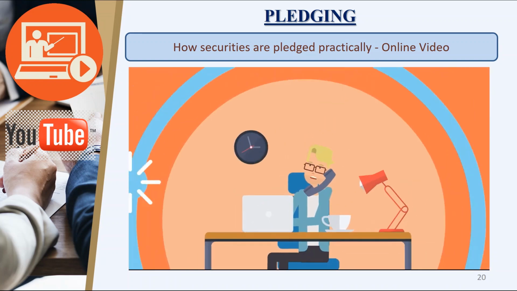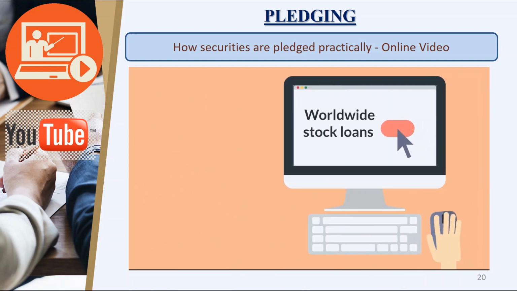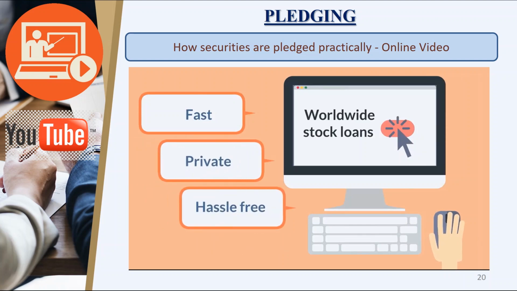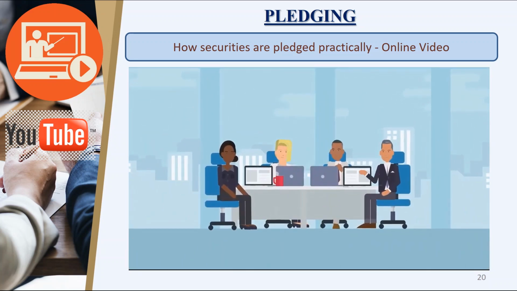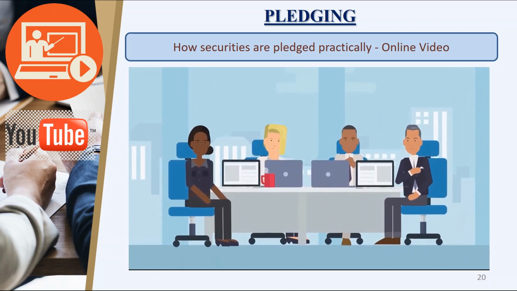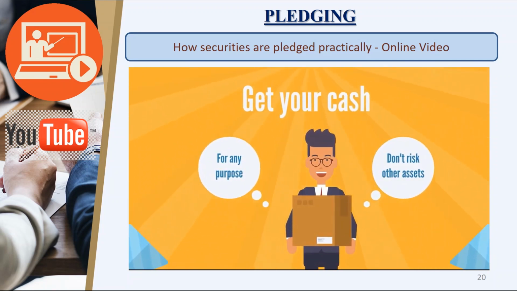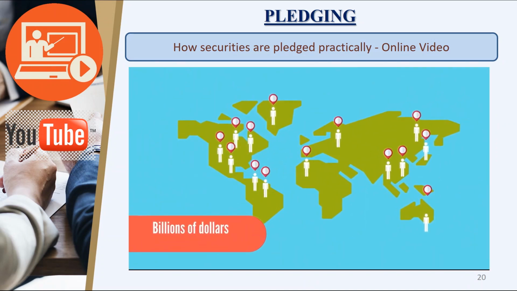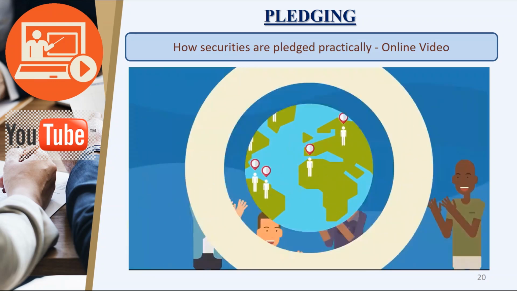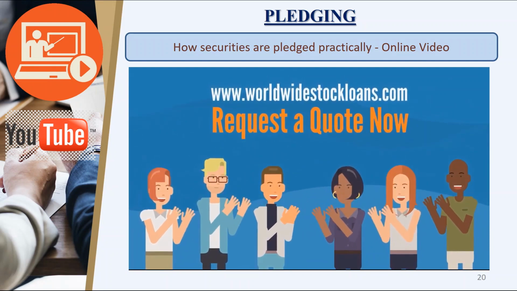Our friends are busy. They like crisp, efficient, and timely dealings, and they want privacy and confidentiality. WorldwideStockLoans.com provides fast, private, and hassle-free lending. Most applicants get a term sheet within a day or two of applying. Once we have all the information, loan disbursements happen in a matter of days. Get your cash fast, use it for any purpose, and don't risk other assets. Talk to us today. We have done hundreds of stock loans reaching into the billions of dollars over the last 35 years. Go to worldwidestockloans.com, fill in the 2-minute application, and request a quote now.